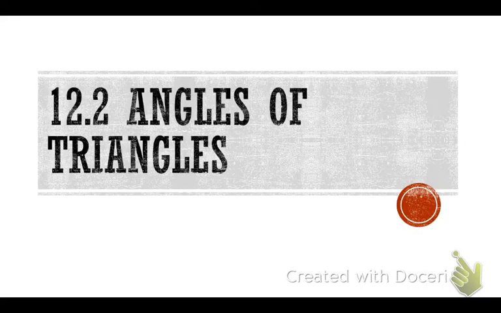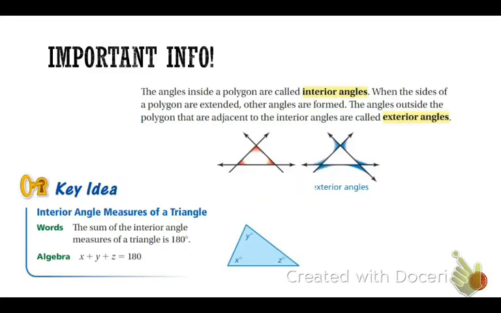All right, so today we are in section 12.2, angles of triangles. Everybody ready? Okay. The angles inside a polygon are called interior angles. Doesn't that make sense? Because they're inside, they're interior angles. So what do you think the angles outside of a polygon are called? Exterior angles.